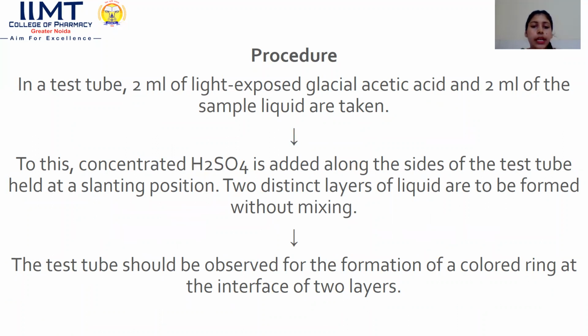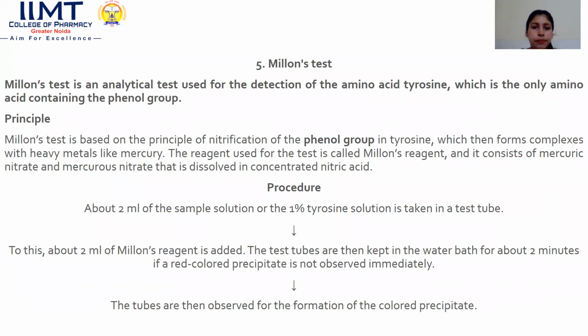To this, concentrated acetylcholine is added along the sides of the test tube held in a slanting position. The test tube should be observed for the formation of a colored ring at the interface of the 2 layers.